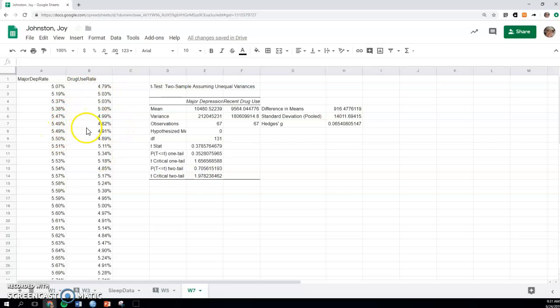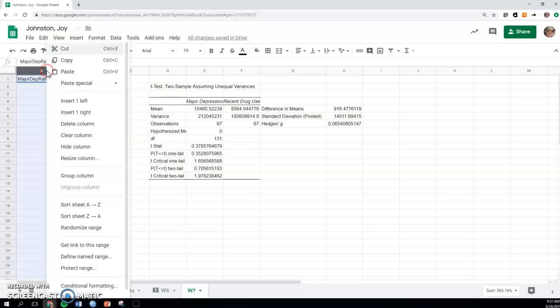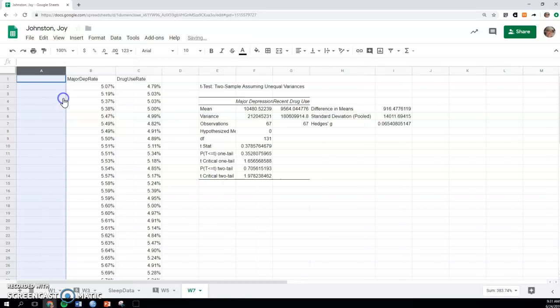Now they are by rates, but if we ran a t-test on these, we'd still have the same issue. Is the rate of depression different than the average rate of drug use? And it's apples and oranges. It's a different thing. However, what we could do is let's make a new column. I'm going to insert one to the left. Let's categorize every county as either high drug use rate or low drug use rate.